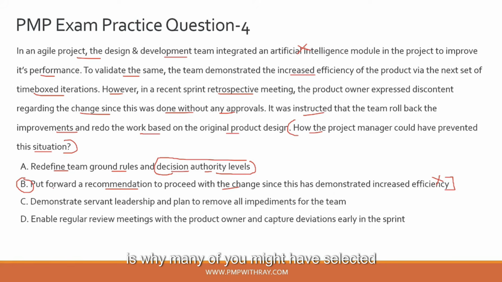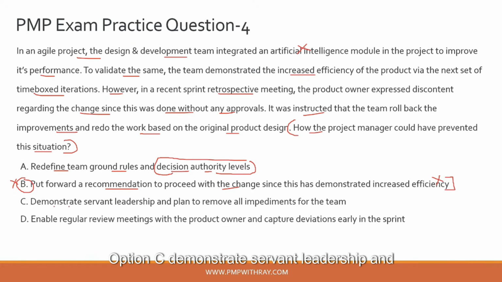And that is why many of you might have selected option B, thinking that it is okay to have, let's say, gold plating of a project which will demonstrate increased efficiency. But that is not what the question is asking. The question is asking how the project manager could have prevented this gold plating, or prevented this extra bit of feature from being added to the final product. And that is why option B is incorrect, because it is hinting towards progressing the project with this extra bit of feature already included in the product design. Okay, that's not what we are looking for.